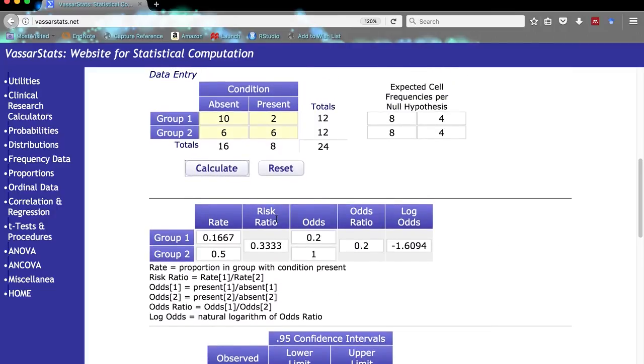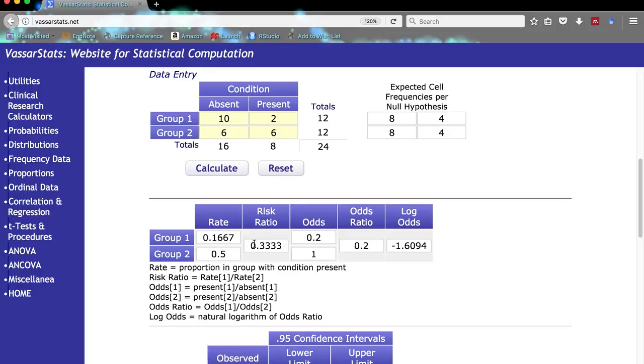So the numbers that get calculated here are the rate, and it tells you down here what these are, if you're having trouble remembering. So the rate is the proportion in each group of the condition present. So here this is 2 over 12. Right. Let me make sure mathematically that's correct. 2 divided by 12, 0.16, great. And then here it's 6 over 12, so a 50-50 rate here.